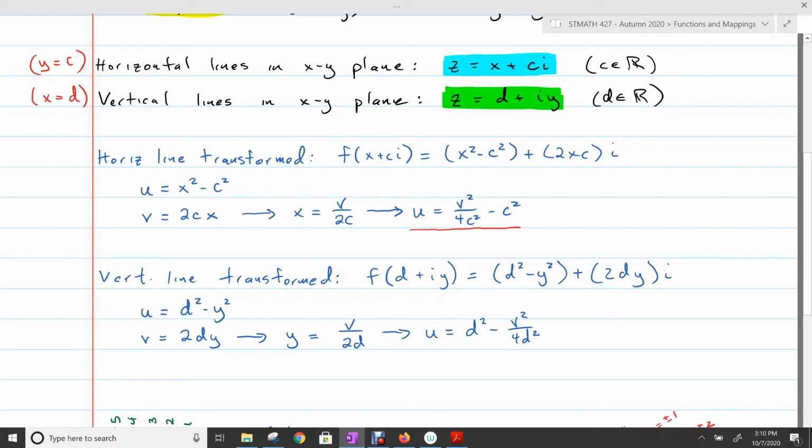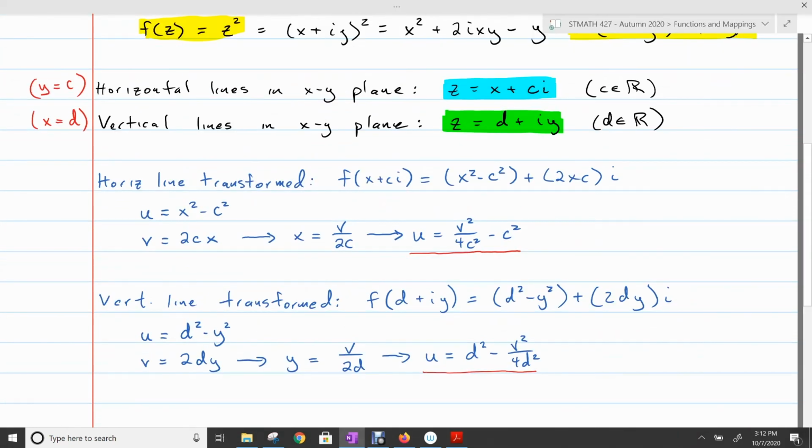And if I look at that equation and think about different values of d that I could plug in, I again see parabolas. Like with d equal to 1, I get u equals 1 minus v squared over 4. So it's a parabola. So we're just getting a bunch of parabolas.